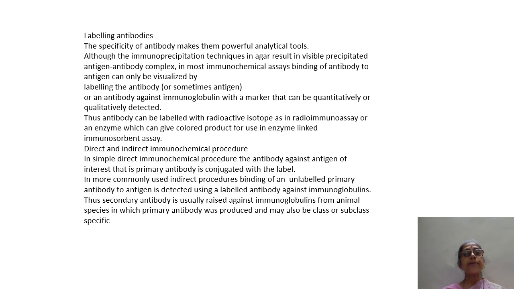Although the antigen antibody reaction results in a visible precipitin line in agar or agarose, in most of the immunochemical procedures, binding of antibody to antigen can be visualized by labeling the antibody or sometimes the antigen. In most cases the antibody, that is anti-immunoglobulin, is labeled with a marker, and then the antigen antibody reaction can be studied qualitatively or sometimes quantitatively.